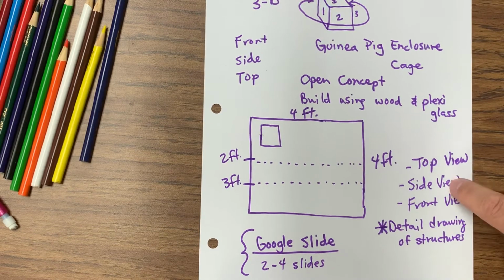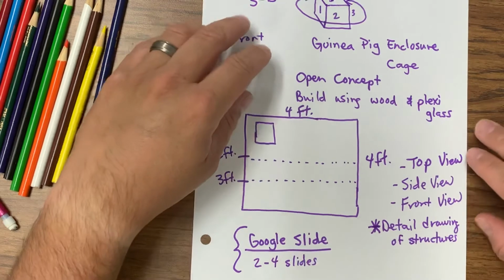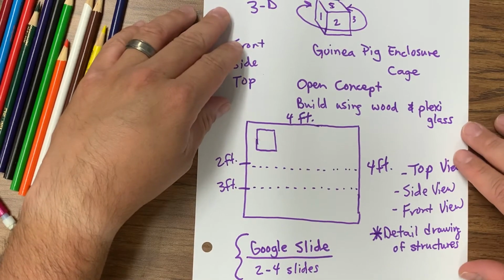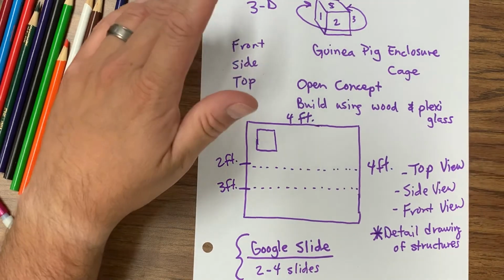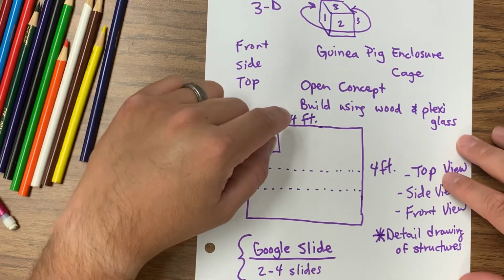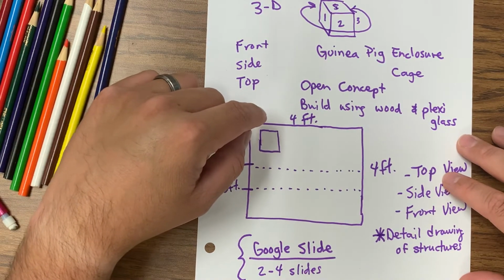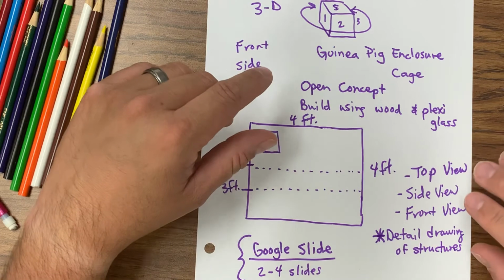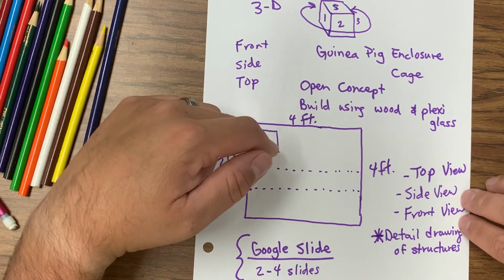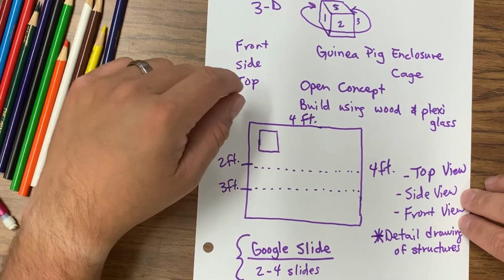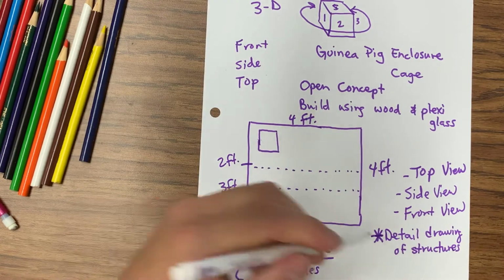Depending on what you're doing, you're going to have to figure out what drawings you need for top views, side views, and front views. And I would really like it if you have some good ideas for any structures you're going to put in there, to draw detailed drawings of whatever those structures are going to be.